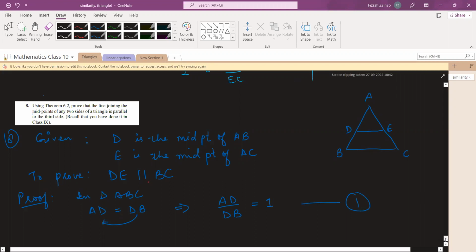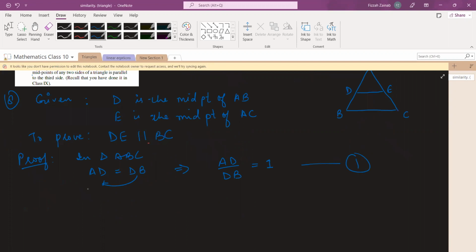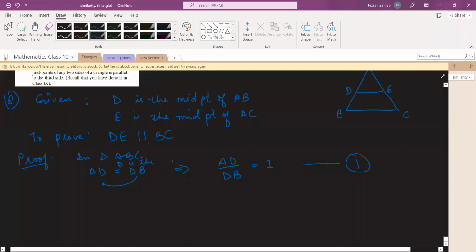Similarly, it is also given, or before this, you can write that D is the midpoint of AB, therefore AD is equal to DB. Similarly, E is the midpoint of AC, so we can write, therefore, AE is equal to EC. And I can write it as AE upon EC is equal to 1. Mark it equation number 2.